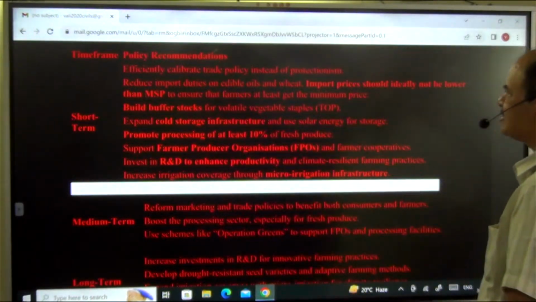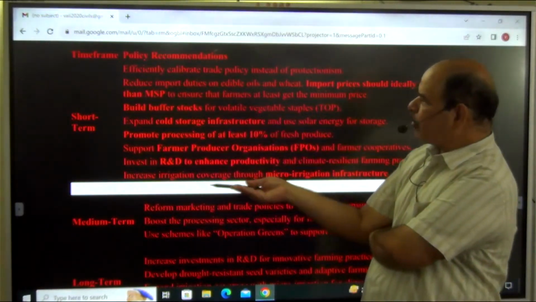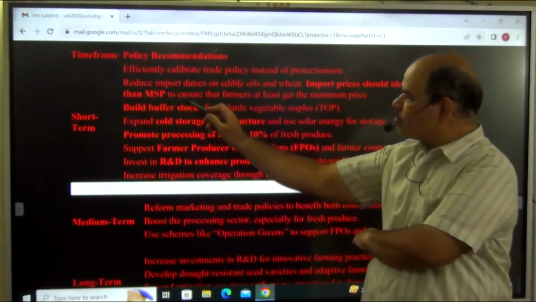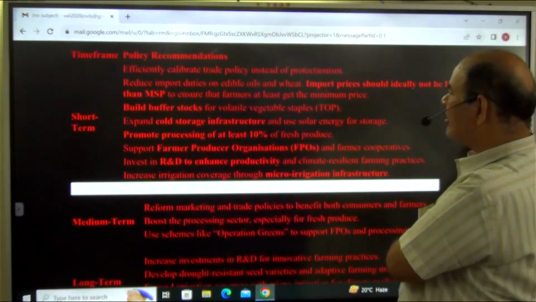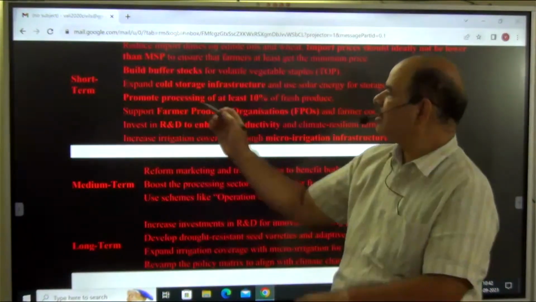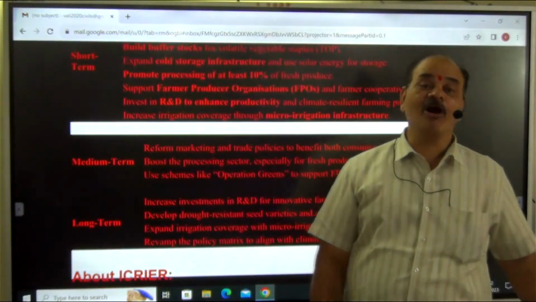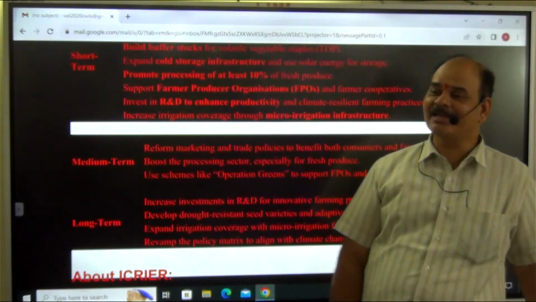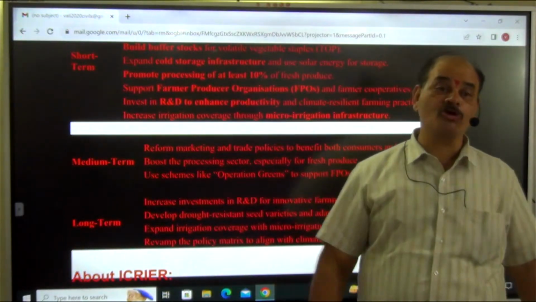Time frame policy recommendation: efficiently calibrate trade policy. So instead of protectionism, reduce import duties such that we can import easily, and ensure a minimum support price which is lucrative for the farmers. Now when you come to the short term, cold storages should be established. Expand cold storage infrastructure, and encourage the farmer produce organizations financially and technically. Automatically they will get involved in constructing such facilities, and encourage food processing.